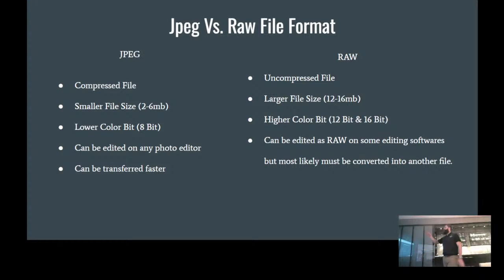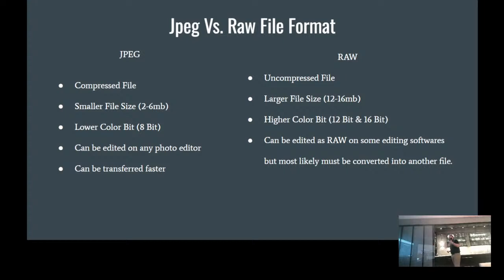A JPEG is a compressed file, and they're typically smaller file sizes. Depending on your camera, they could be 2 to 6 megabytes, a little higher than that. I think some of the most, like 24 megapixel cameras, you're probably looking at something that's around 15, 16 at the worst. But they have a low color bit, meaning that if you put this into a photo editor, there's not much a photo editor can do as far as the spectrum of editing and kind of features that are available.